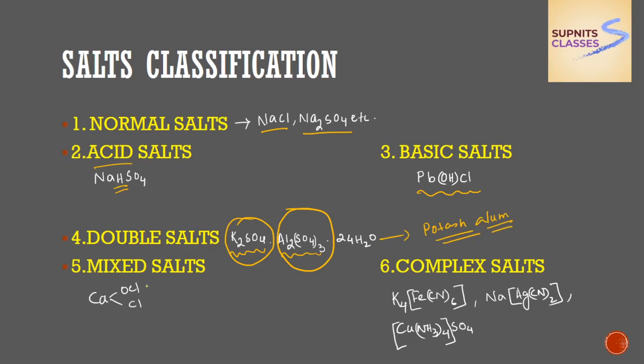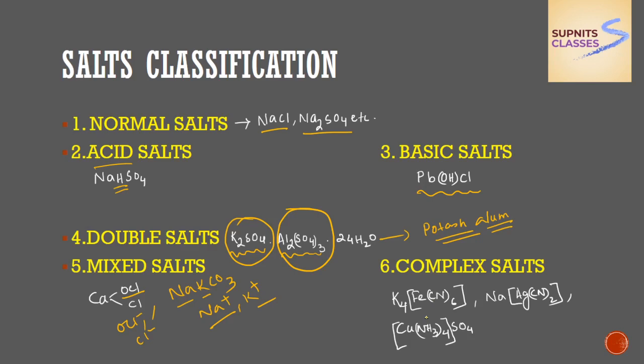Okay, next is mixed salts. What are mixed salts? A mixed salt is basically a salt which has more than one anion or more than one cation. So here you can see there are two anions, OCl minus and Cl minus, and two cations, Na plus and K plus. If you put this in water, it will give two cations. So these are mixed salts.